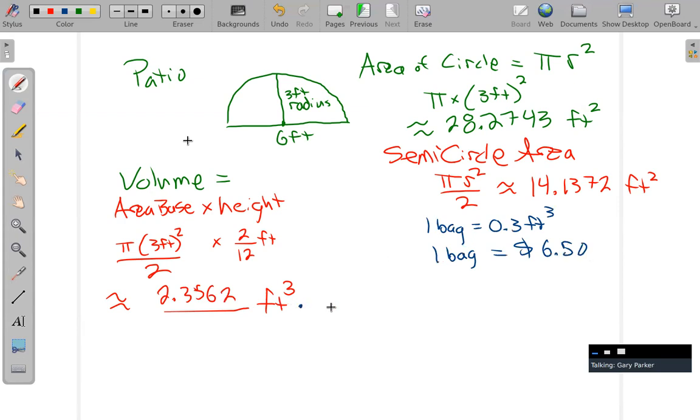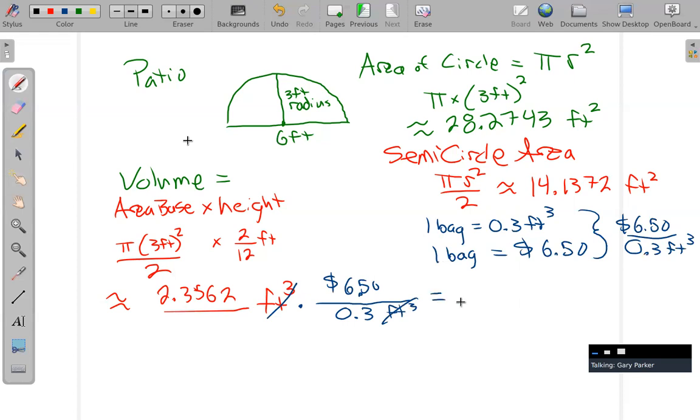So here we can take our cubic feet and we know that one bag, actually we could just combine these together. I can just skip over the bag part. So putting these two together, I know that it's $6.50 per 0.3 cubic feet. We put those two facts together. So I can just multiply by that here. $6.50 per bag, and a bag covers 0.3 feet cubed. So that gets rid of cubic feet and gives us the cost of the concrete.